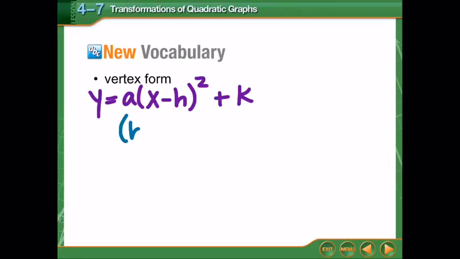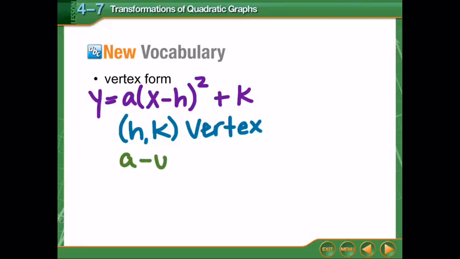First thing, the (h, k) that's in this equation is actually the vertex of our parabola. And remember, the vertex is either the very lowest point on the graph or the highest point on the graph. The a in front of the parenthesis tells us if the quadratic function opens up or down. If it opens up, then a is a positive value. When a is negative, then the quadratic function opens down.